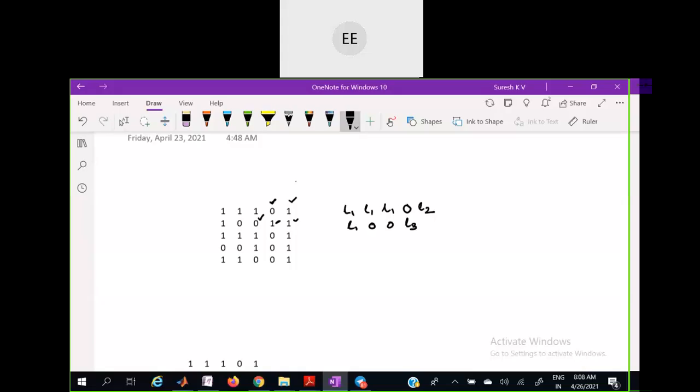Now when I come to this position, let me delete all these things. So when I come to this position, you have to look at these two.